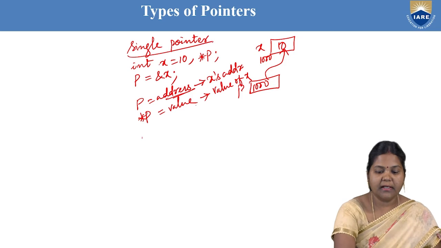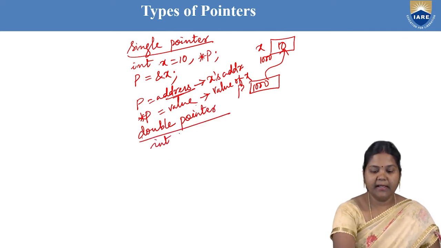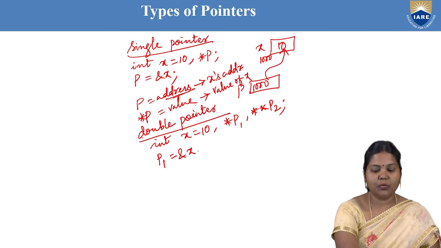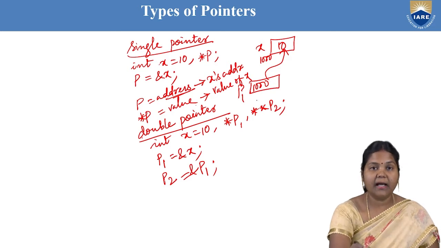Now, let us go for the double pointer. What do we mean by a double pointer? Suppose int x = 10, and we have a single pointer *p1 and a double pointer **p2. The single pointer p1 holds the address of x, and the double pointer p2 holds the address of the single pointer p1. If you see this diagram, x is equal to 10. Now, p1 contains the address of x.